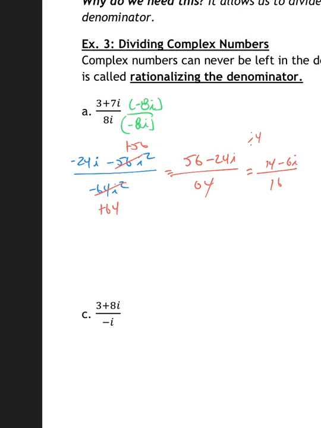So I still look at this. I can still see they're all divisible by 2 again. So let's do it again. 7 minus 3i over 8. And we got our final solution simplified.